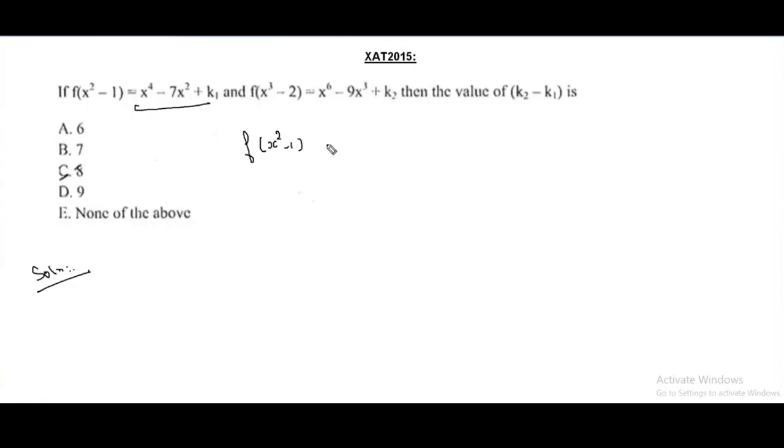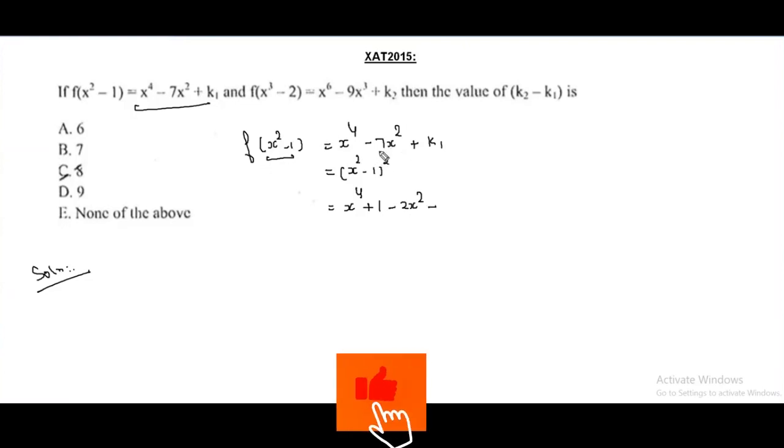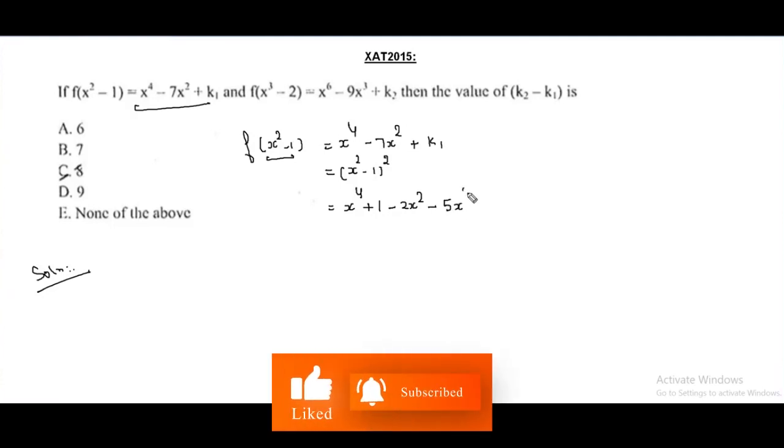So can I replace this equation, that is, let's say x raised to power 4 minus 7x square plus k1, and rephrase it in terms of x square minus 1? Can I say x raised to power 4 has to be x square minus 1 whole square. If I do x square minus 1 whole square, what I'll get? I'll get x raised to power 4 plus 1 minus 2x square. And here what do I want? I want minus 7x square. So minus 2x square is already there. I need minus 7x square, so I'll subtract minus 5x square as well.